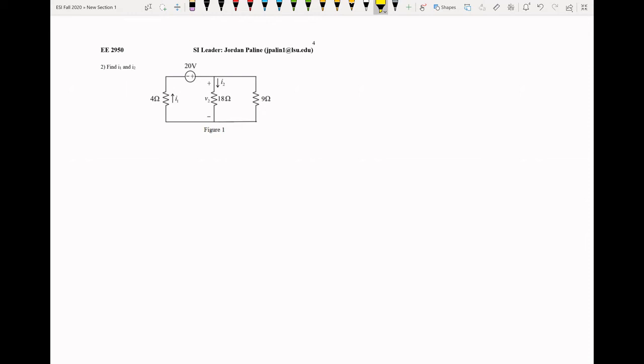All right, and let's take a look at problem number 2. Problem number 2 is asking us to find the currents I1 and I2, and they're identified for us here and there. Okay, so we will go ahead and take a look at what we have here.